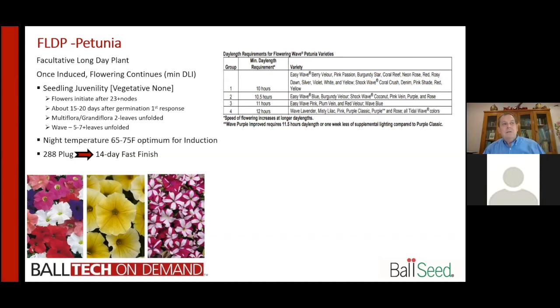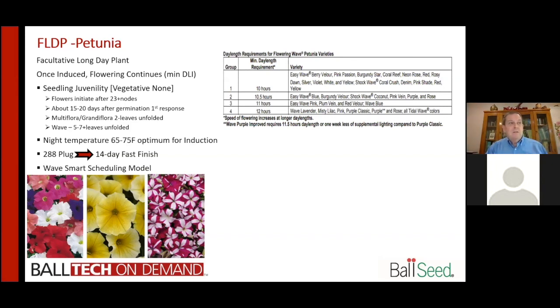And then you basically put them on a 14-day fast finish when you transplant them, and you keep them warm in that 65 to 75 degree night temperature, and you can get very rapid development because they're all induced in the plug, and then they basically just have to be turned out and flowering.